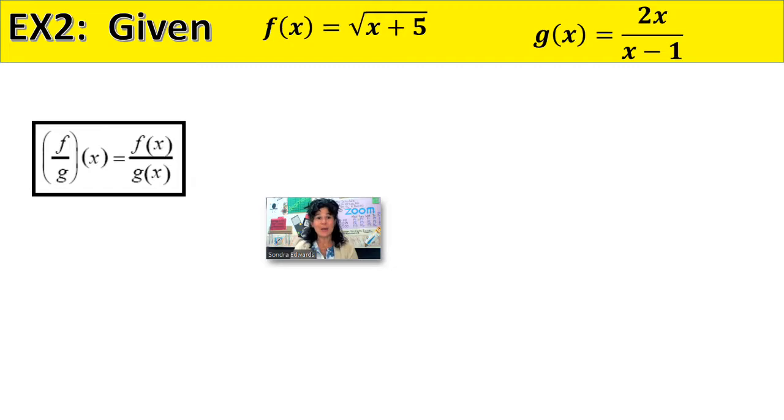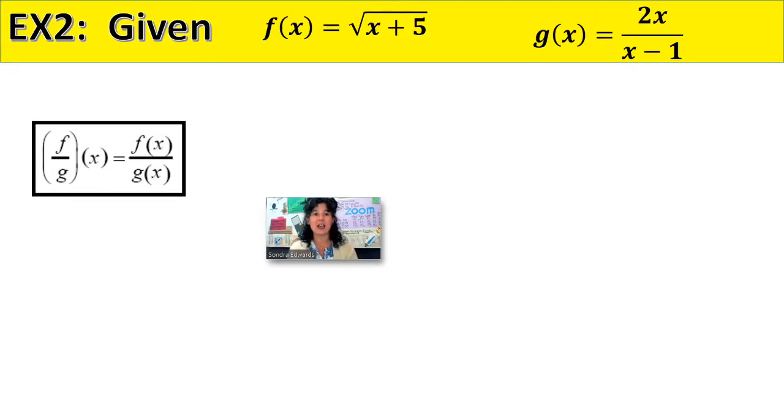In the first example, we added, subtracted, and multiplied the same two functions, and I did those ones together because finding the domain of the sum, difference, and product, you find it exactly the same way. But now we're going to find the answer to f over g of x, which is the same thing as f of x divided by g of x. And then we're going to find the domain, which has an extra step.